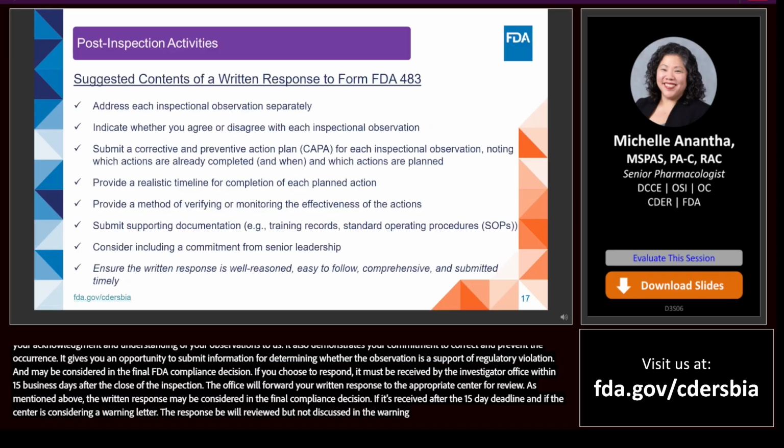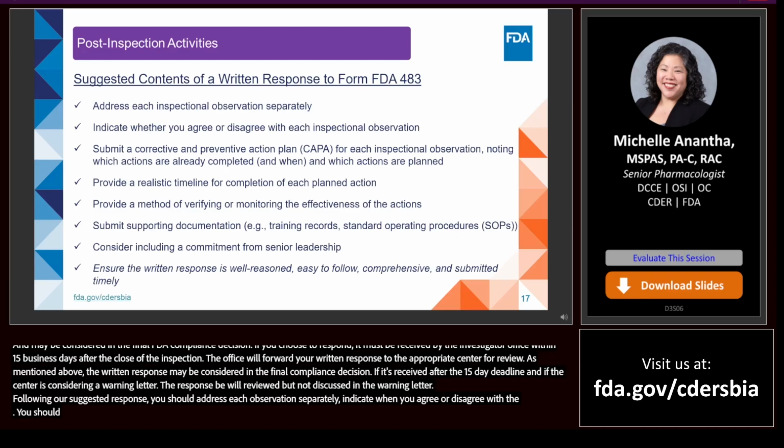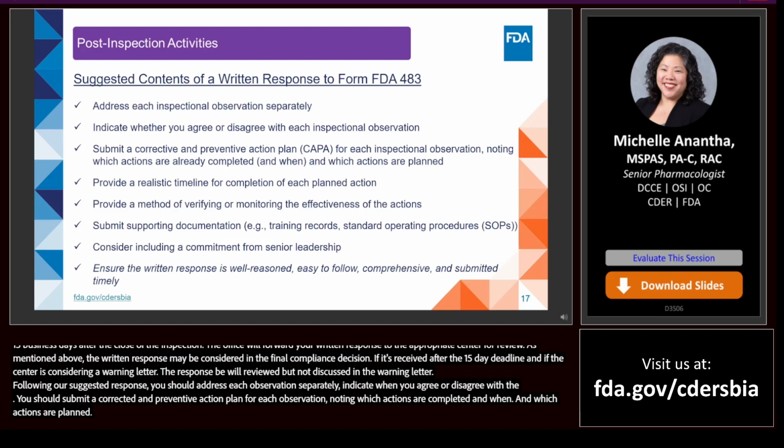Following are suggested contents of a response to the 483. You should address each observation separately. You should indicate whether you agree or disagree with the observation. You should submit a corrective and preventive action plan, or CAPA, for each observation, noting which actions are already completed and when they were completed, and which actions are planned. You should provide a realistic timeline for completion of each planned action, as well as a method of verifying or monitoring the effectiveness of the actions.